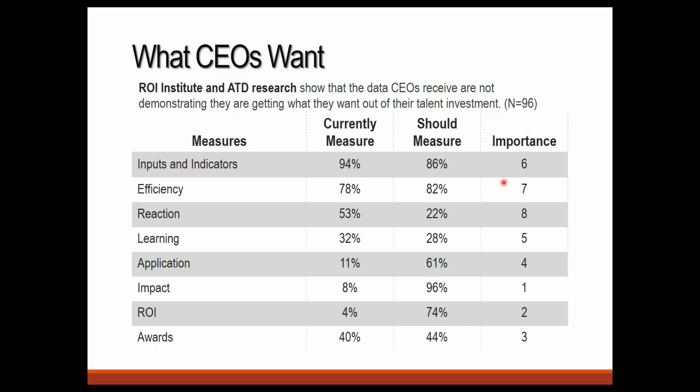Now, those data are not unimportant. They ranked 6 out of 8. So they're not unimportant. You need that because you have to be responsible for what you're spending. But you still have got to balance that with some level of results. And what they want to see, bottom line, what are we getting?